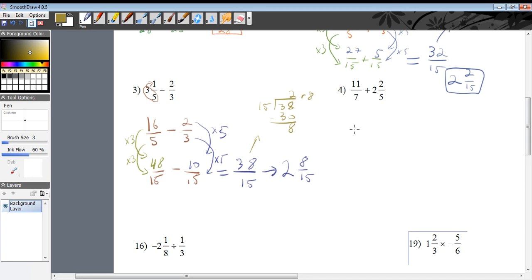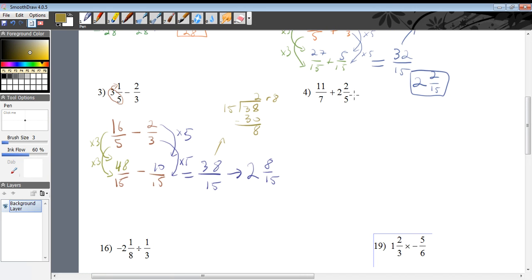Okay, next one, problem 4. I'll turn this one into an improper fraction. 2 times 5 is 10, then added to the 2, so it's going to be 12 over 5 plus 11 over 7.